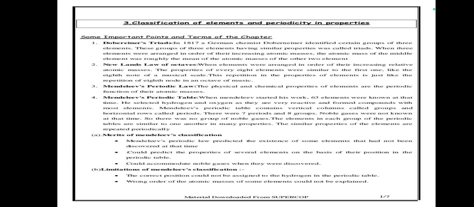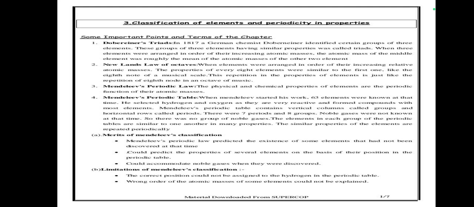Merits of Mendeleev's classification. Mendeleev's periodic law predicted the existence of some elements that had not been discovered at that time. It could predict the properties of several elements on the basis of their position in the periodic table. It could accommodate noble gases when they were discovered.